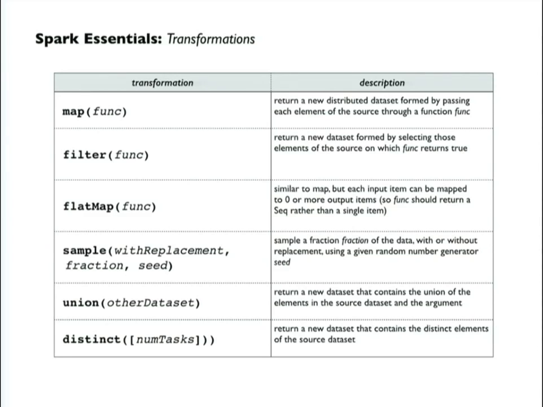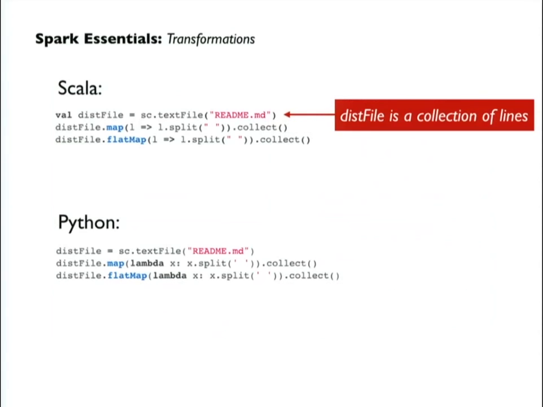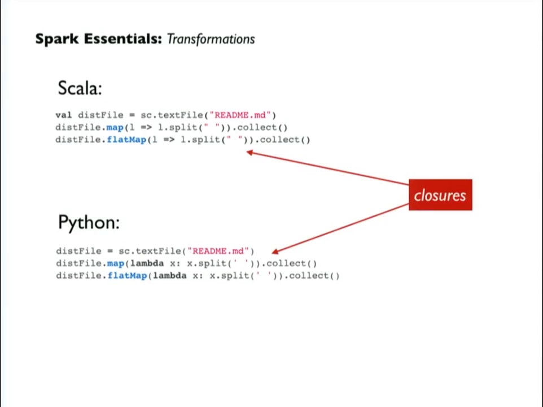Other types of transformations, you can do samples, unions, distincts, and then here in terms of group by key, sort by key, reduce by key, joins, different flavors of what we can do to aggregate data. Again, these are transformations. These are not being executed right away, not until there's a need to have the data or a need to shuffle. So here we have the word count again, or at least part of a word count. We read in a collection of lines from a file, and then within the closures of those function calls, that's where we're applying the anonymous functions, or in Python, the lambdas, same thing.